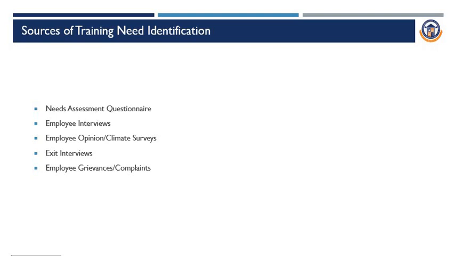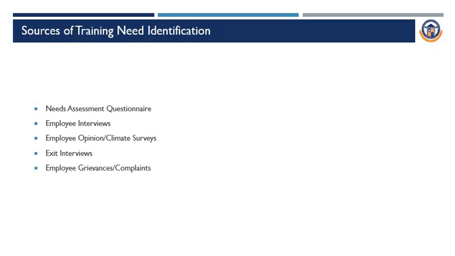Next topic we are going to see is about sources of training need identification. By which means can we identify that there is a training need? First is the need assessment questionnaire. A questionnaire will be circulated to the employees and based on that we will find whether there is a need for training or not. Next is employee interviews. Based on a face-to-face or one-on-one interview with the employee, we can know whether there is a need for training or not.